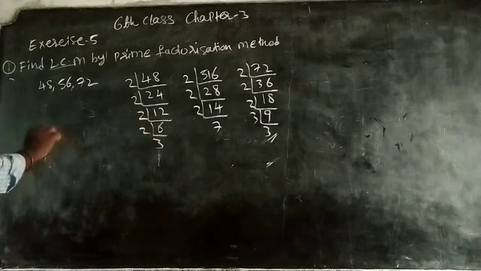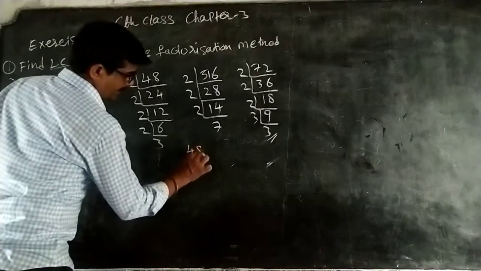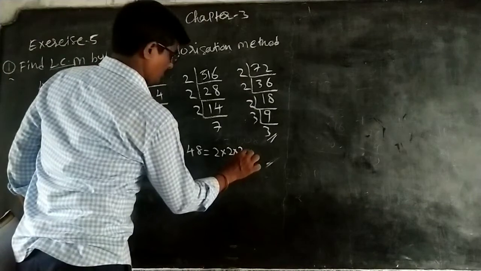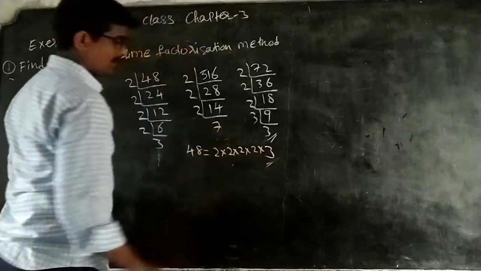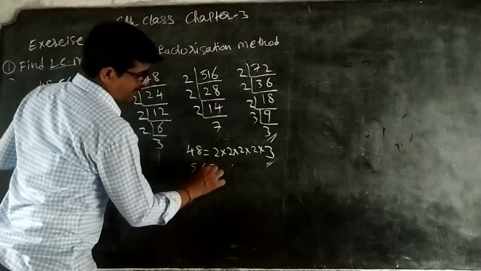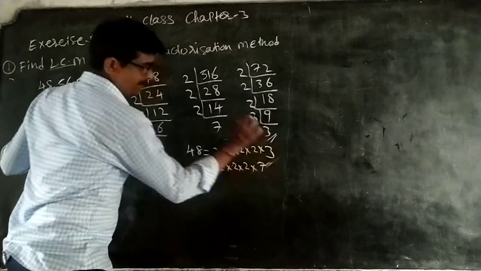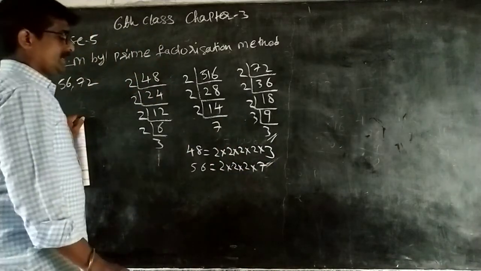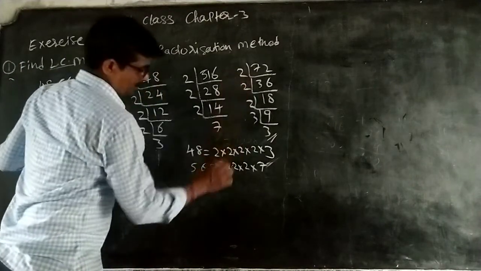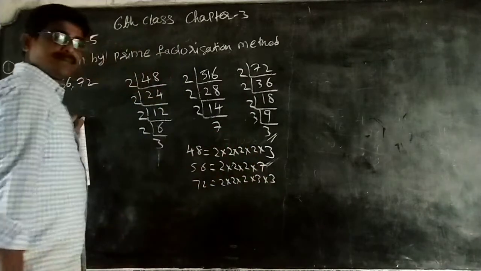Now I have to write them all. 48 is equal to 2 into 2 into 2 into 2 into 3. Next, 56 is equal to 2 into 2 into 2 into 7. Okay. Right. 72 is equal to 2 into 2 into 2 into 3 into 3.